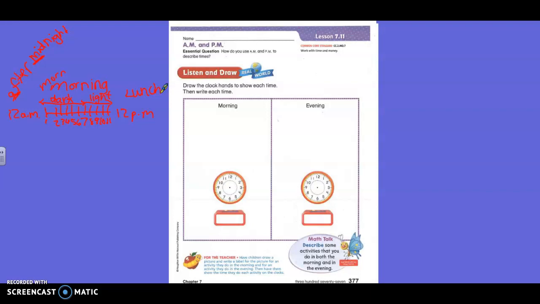Now p.m. means past noon. I know that doesn't make sense. You'd think it would be something else, but we call it p.m. Okay. So once you get to 12 p.m.